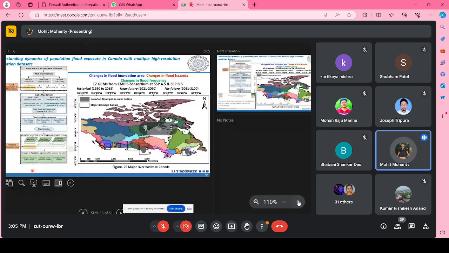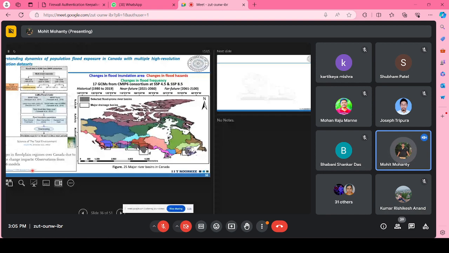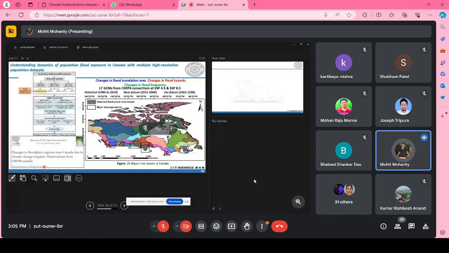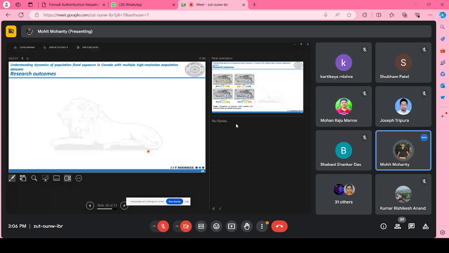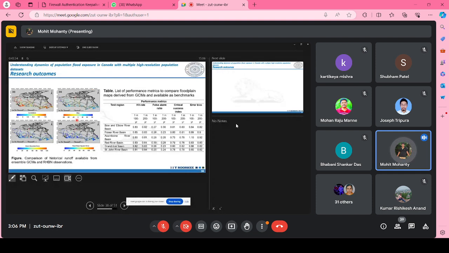In the context of Canada, we tried to create the flood inundation maps by understanding climate impacts, and this again was published in Science of the Total Environment. Here we actually used a global flood model to understand the entire synergy of the impacts. For the first time, probably, we considered the climate models from the CMIP6 consortium, which is the most recently available. We considered around 17 different GCMs. And we tried to understand how the flood intensity is going to vary.